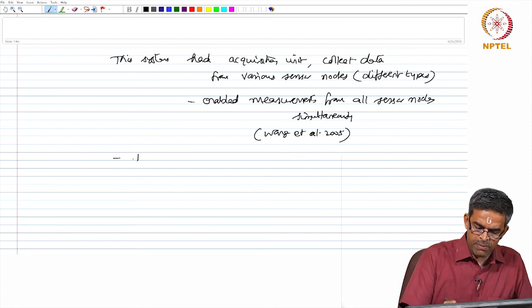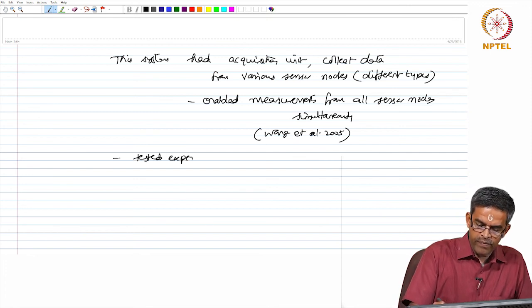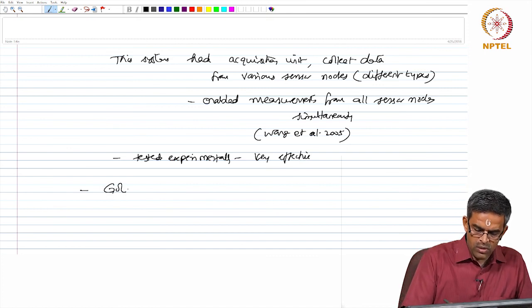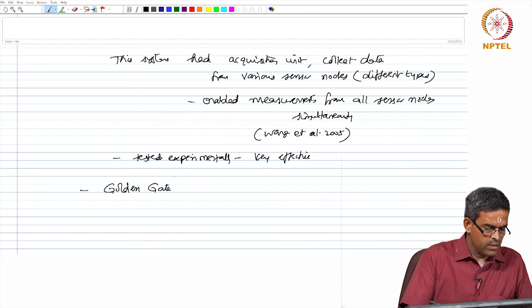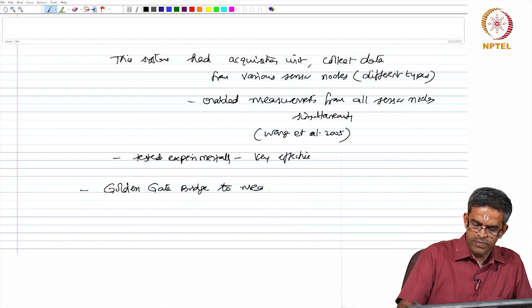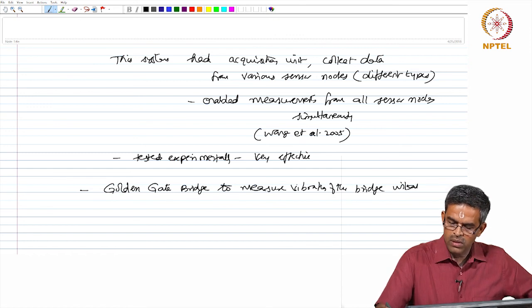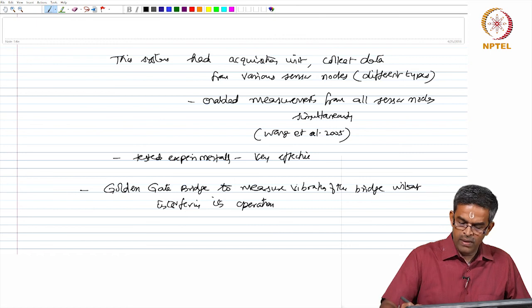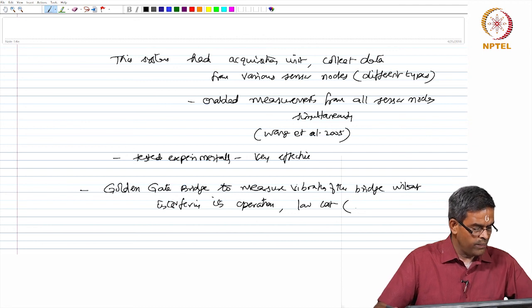The unit was tested experimentally and found to be very efficient. This was used in Golden Gate Bridge to measure the vibration of the bridge without interfering its operation, that is very important. No cable laying, nothing was happening. This was also done at a very low cost. Details can be seen at Kim et al. in 2007.